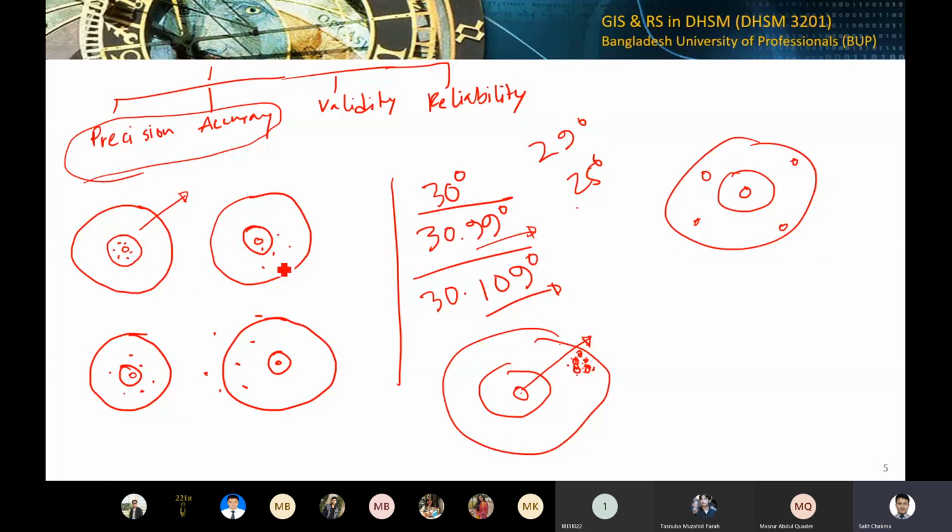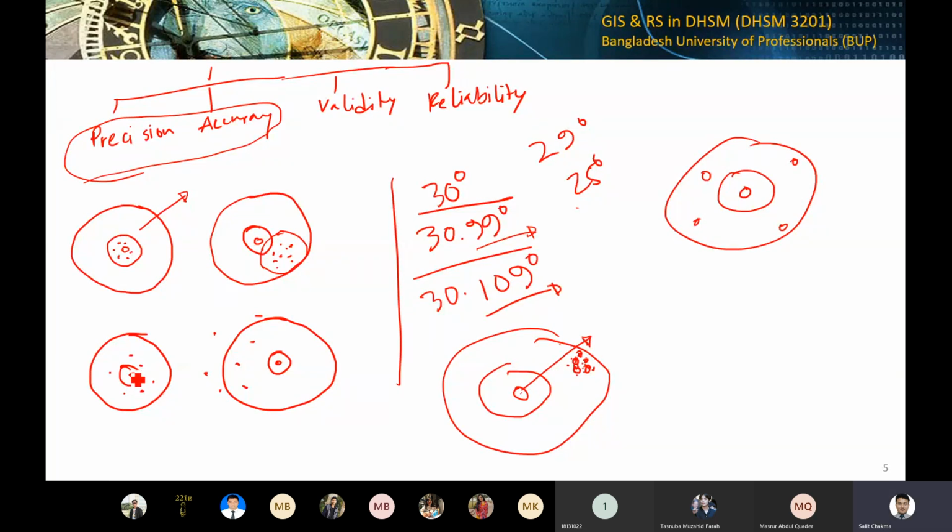In this example, they are hitting almost close to the bullseye. So we can say that it's fairly accurate, but they do not have any consistency. Sorry, it's not that accurate. It's not hitting the bullseye. They are a little bit scattered in this region. So we can say that they are precise, but not accurate. They are farther away from the accuracy.